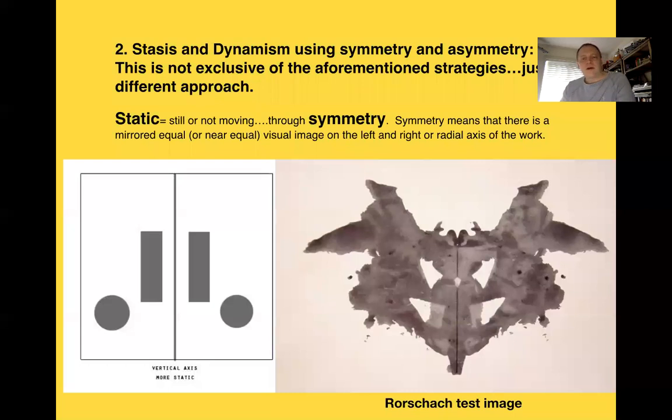So another idea we can impose upon these three strategies is symmetry. And I've mentioned symmetry before, but symmetry means mirroring of right and left on the radial axis. Or, I'm sorry, that's an error there. It would just be the vertical axis. Radial symmetry is sort of what's twisting out from the center in other compositions.